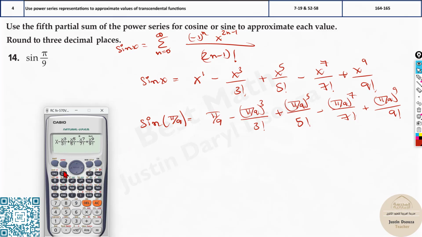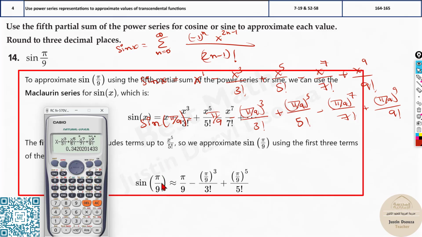Now what do you calculate it at? We need to use pi by 9. So let's calculate it at pi, that is shift and pi divided by 9. And here we go, that is the answer. Now here in this solution it said this is wrong. They have done only three steps, which is an error.